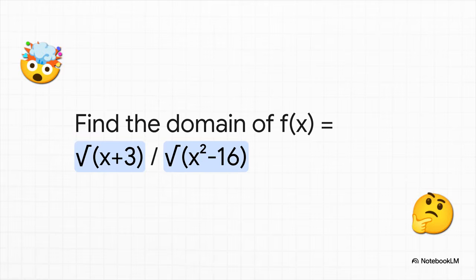So here it is, our final challenge. We've got a square root on the top and a square root on the bottom. This means we have to make sure both rules are satisfied at the very same time. Let's break it down piece by piece.